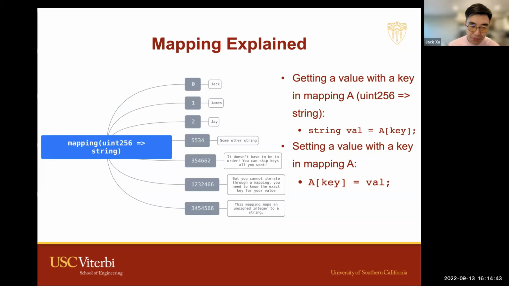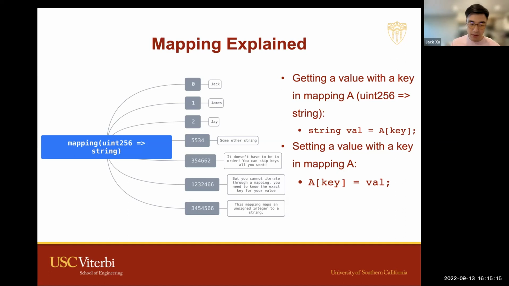By the way, for the syntax of mapping, on the left side in the blue box, I think it's a pretty intuitive way of showing how mapping works. A mapping is a type on its own, but within a mapping there are also different types of mappings, because you're mapping from one element to another. The first element has a type, and the second element also has a type.